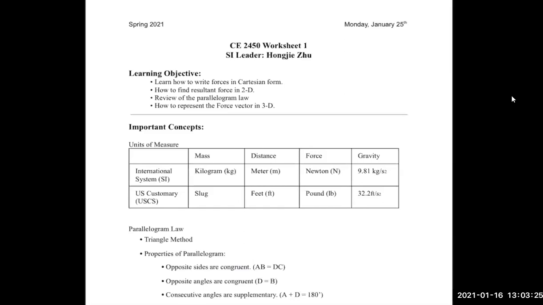I'm your SI leader Hong, and today we're just going to do some example problems, some extra practice on the topics and concepts that Dr. Okori already covered in the class.